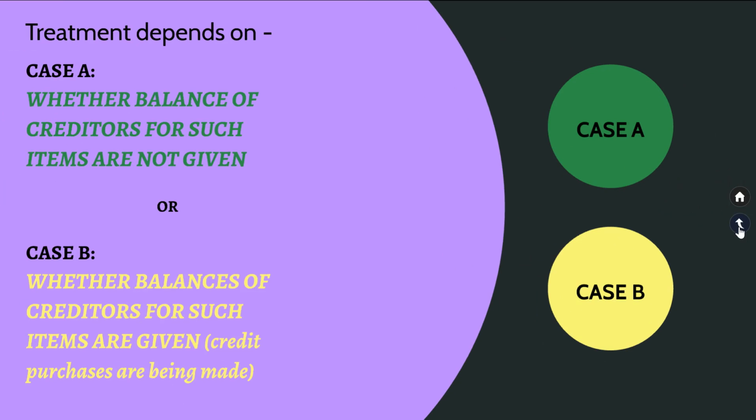So we understood case A, how to arrive at the cost of the item which has been consumed when the balances of creditors for such items are not given, and also how to depict it in the opening balance sheet as well as in the closing balance sheet. Let's move on to case B, where the balances of creditors for such items are given. Now in this case, we know that the not-for-profit organization is making credit purchase of such items.